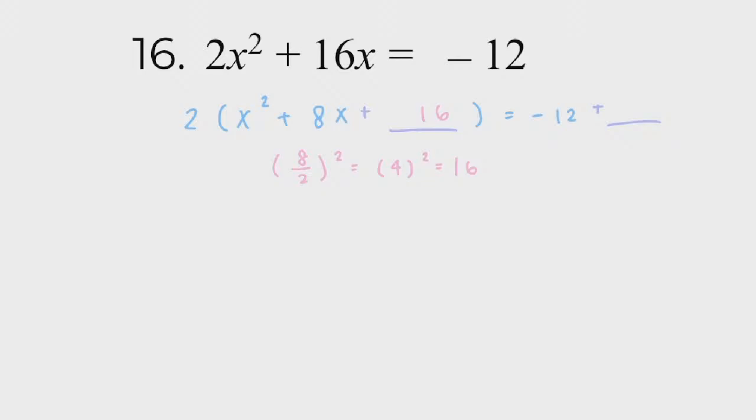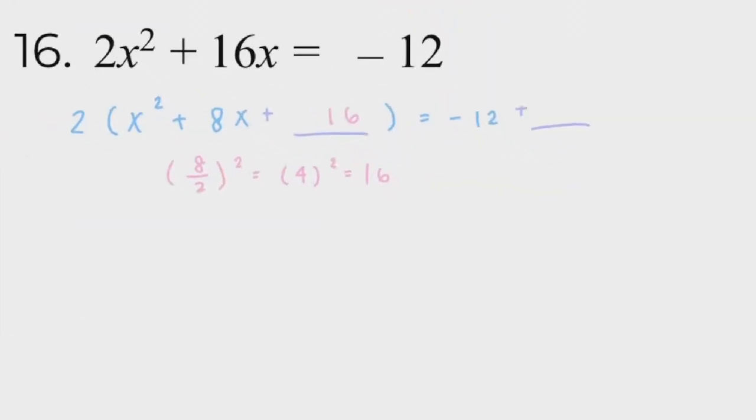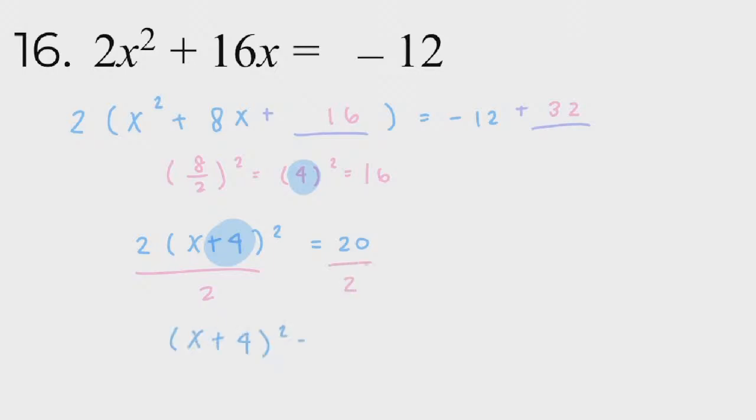So we're adding 16 on the left side of the equation, but since we factored out that 2, 2 times 16 is 32. So that's what we're going to add on the other side. So we have 2 times x plus 4 squared. So again, this 4 was because of this 4 here, and this will equal 20. Then we're going to divide both sides by 2. And we get x plus 4 squared equals 10.